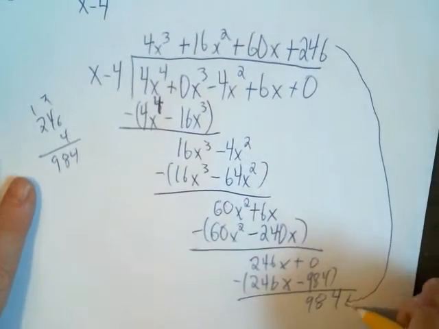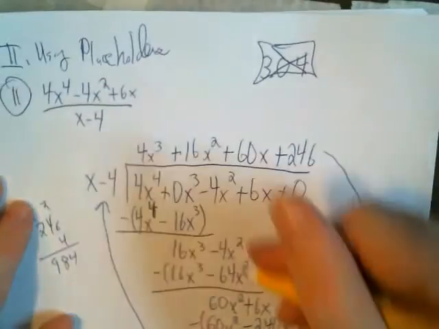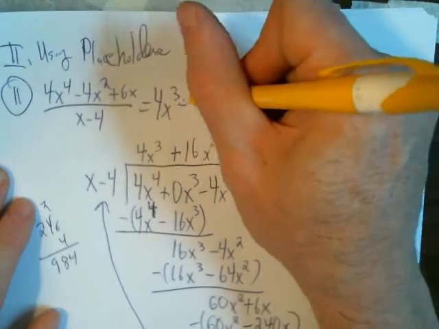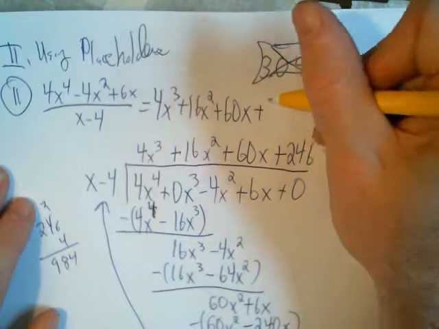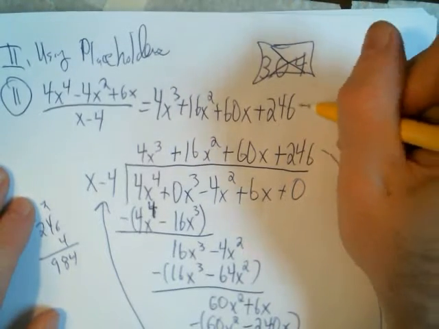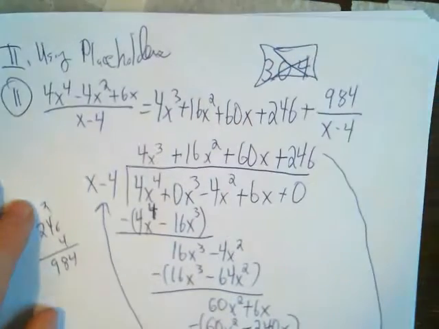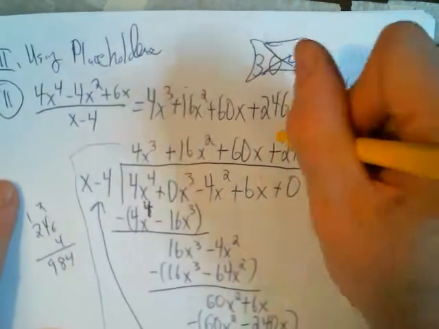And to write up our answer with that remainder, we do that kind of notation. So our end answer, 4x cubed plus 16x squared plus 60x plus 246 plus 984 all over x minus 4. And that would be your answer. Okay, this other stuff, again, it's just the scratch work.